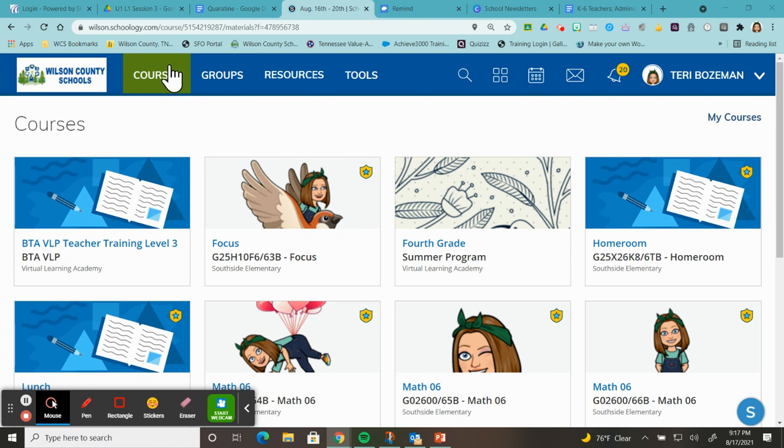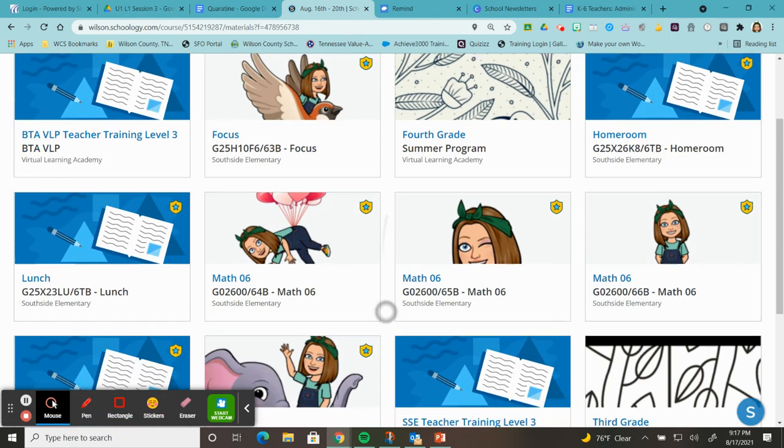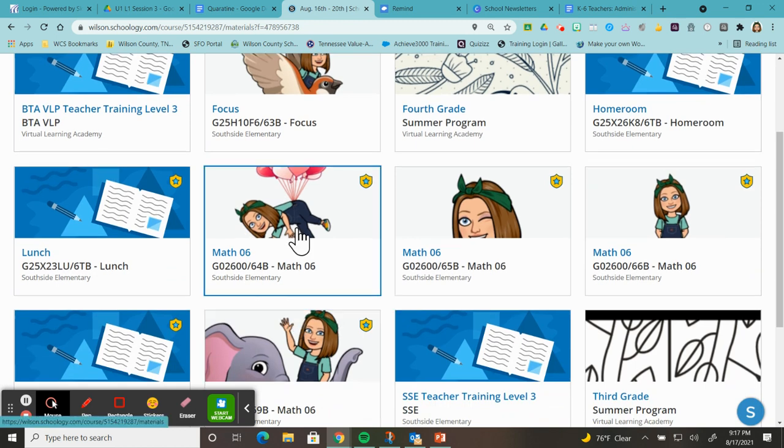And you're going to go to courses. So up here, you have the Wilson County Schools logo, and then you have courses next to that. So select courses, and then you're going to find your math class. All of my math classes, I changed the picture to my Bitmoji avatar. So you're going to find your math class. And it will take a minute to load here.